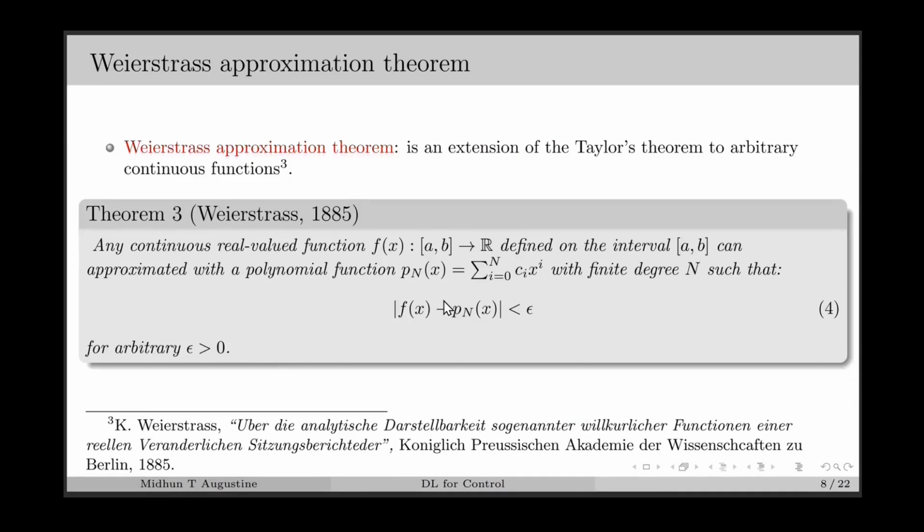Another important theoretical result is the Weierstrass approximation theorem, which is an extension of Taylor's theorem to arbitrary continuous functions. It says that any continuous real-valued function in a finite interval can be approximated with a polynomial function of a finite degree n, such that the approximation error will be bounded by epsilon for an arbitrarily small epsilon.